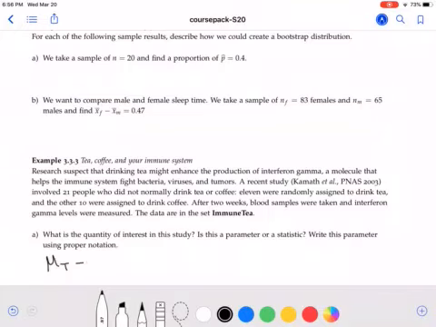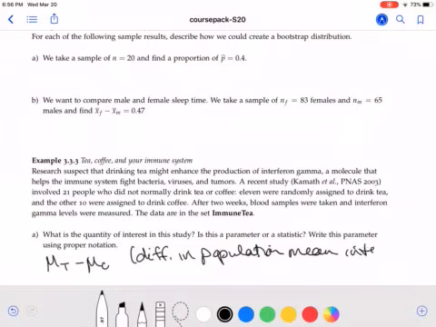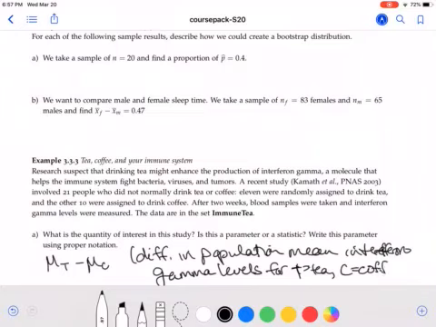You could either write group 1 and group 2, or I'm going to use T and C for tea and coffee. So this here is the difference in the population mean interferon gamma levels, for T equaling the tea group and C equaling the coffee group. This is considered a parameter because it is a population value.